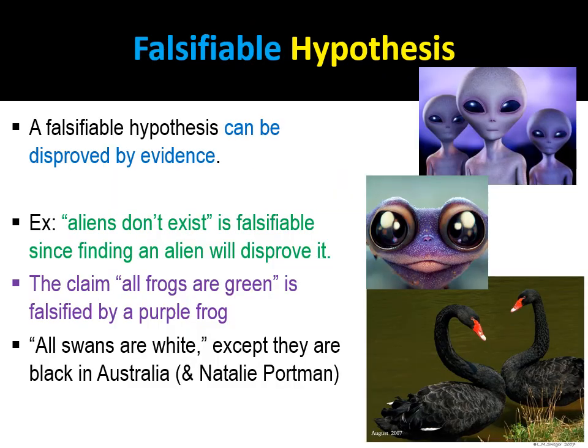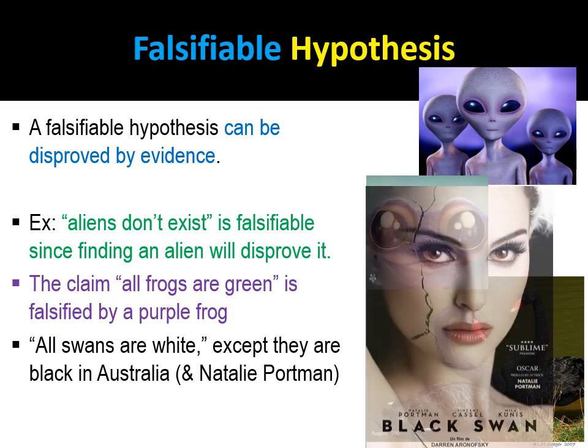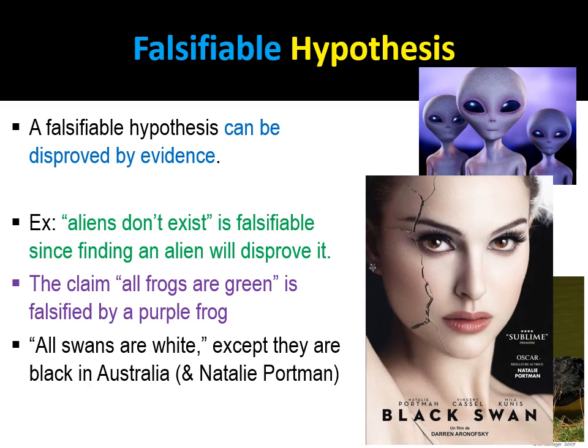Now, a falsifiable hypothesis is something that could be disproved. So there were things that we believed in the 1800s that we have disproved. So if we said something like aliens don't exist, well, the minute that we actually can prove that aliens do exist, it is falsifiable. If we claim that all frogs are green, but then we find that there are purple frogs, which there are, that would be a falsifiable hypothesis. We used to believe that all swans were white, except for when we went to Australia. Then all of a sudden we saw that there were black swans, and the Natalie Portman movie. So then we'd have to say, oh, that was falsifiable.